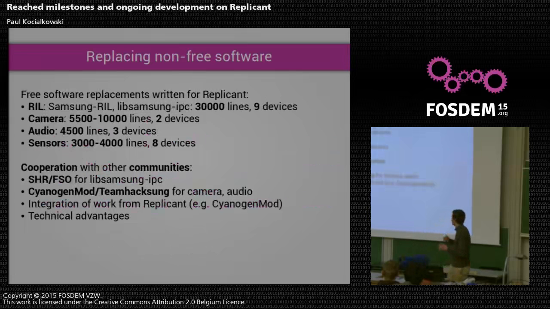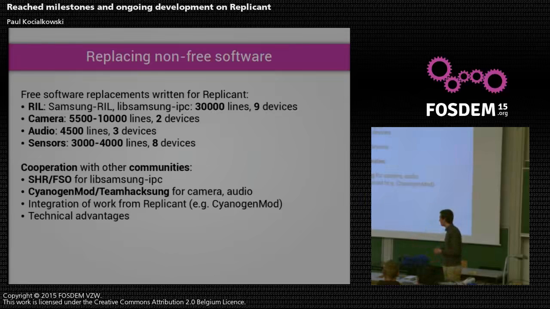But we still do stuff, right? So over the past, I think, 3 years, that's the stuff I have written. So for the radio interface library, I wrote Samsung-RIL and libsamsung-ipc. Thankfully, on libsamsung-ipc, we had external contributions. So that's 30,000 lines that work on 9 devices. Then you have camera stuff, so that's 5 to 10,000 lines for devices, audio, sensors, you get the idea. We wrote a good amount of free software to get those devices to work.